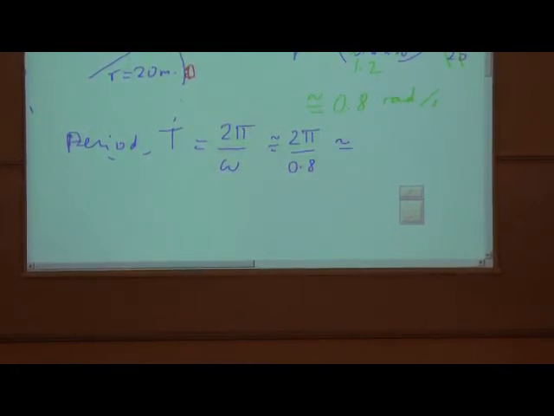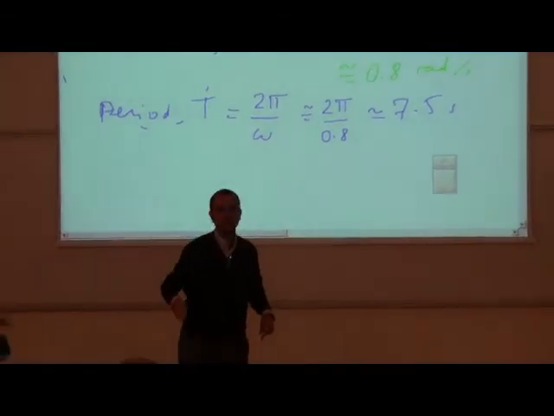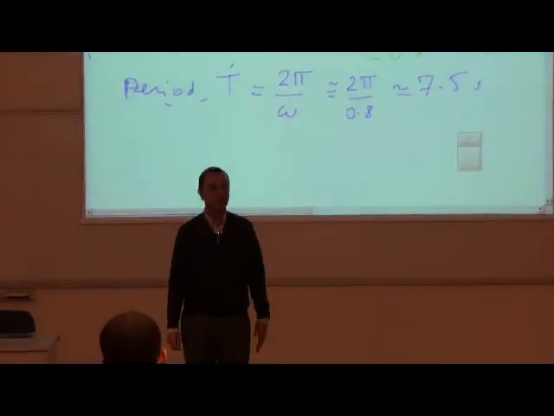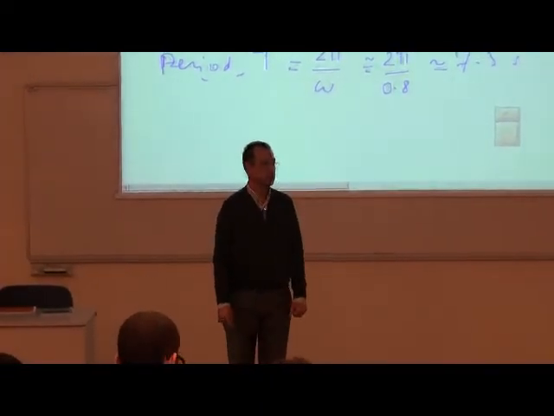It's about 7.5 seconds. Pretty fast. If you go on at 60 kilometers per hour, you make this 20-meter radius circle, and in about 7-8 seconds, you will have made the full turn. Okay?